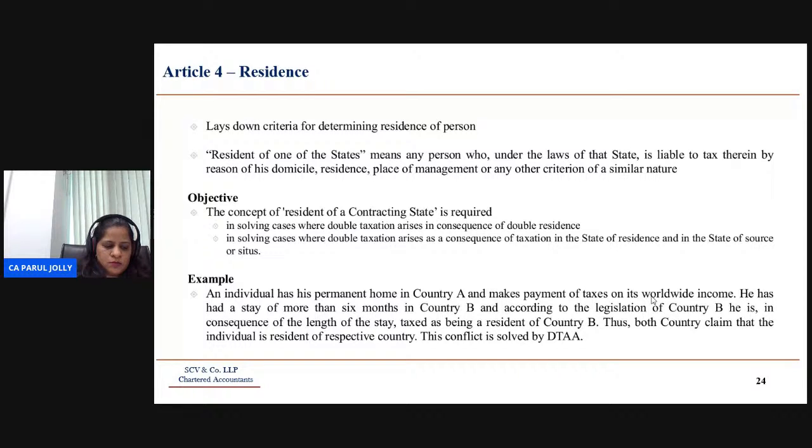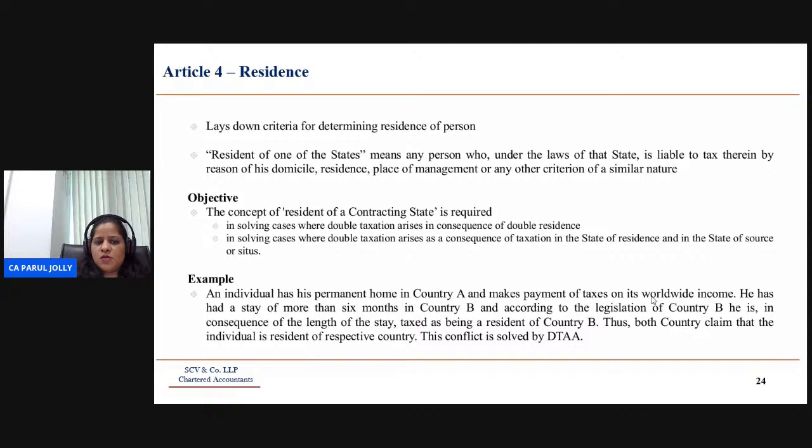So the concept of resident of a contracting state is required to solve the cases where double taxation arises in consequence of double residence, and also in solving the cases where double taxation arises as a consequence of taxation in the state of residence and in the state of source. So one has to understand what is residence if we have to solve the cases of double residency or double taxation. For example, an individual has a permanent home or he is a citizen of, say, country A.